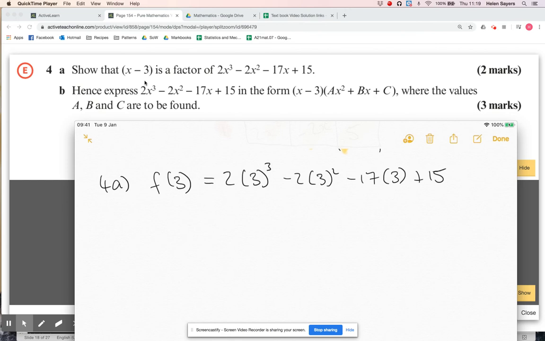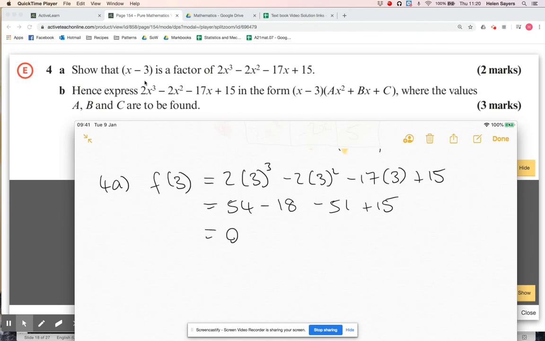Okay, so that should actually be enough, but I'm just going to show an intermediate stage as well. So 2 times 27, 2 times 9, 17 times 3 and 15. And it's worth just double checking on my calculator, because obviously if that doesn't equal 0, I know I've just done something silly with my calculating. It does.